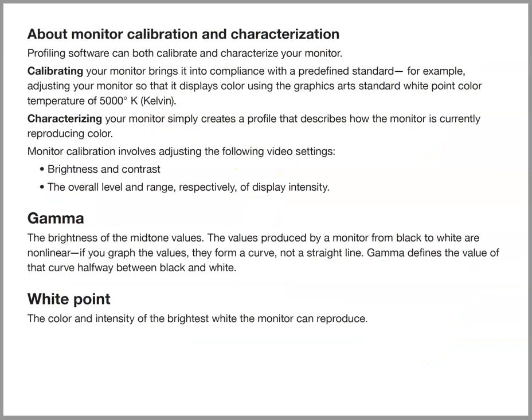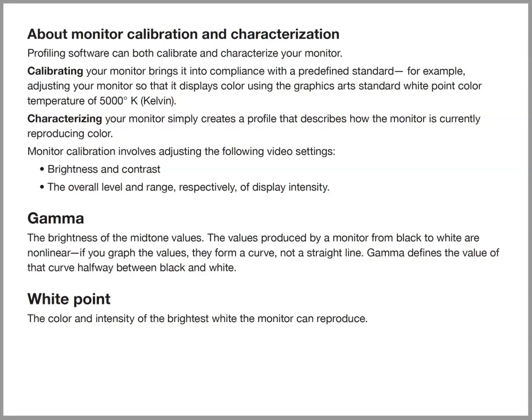Now, monitor calibration and characterization are two different things, okay? When you have software that will profile different devices, it can both calibrate and characterize your monitor. Calibrating means you're going to bring it into compliance with a predefined standard of some sort. So the graphic arts standard white point is 5,000 degrees Kelvin. That's the target for your white when you're calibrating.